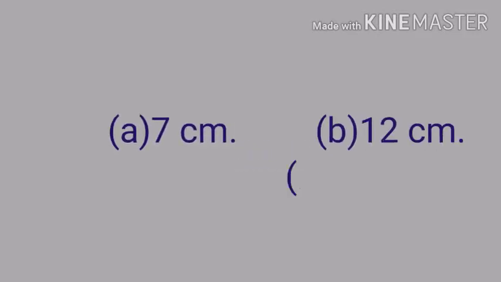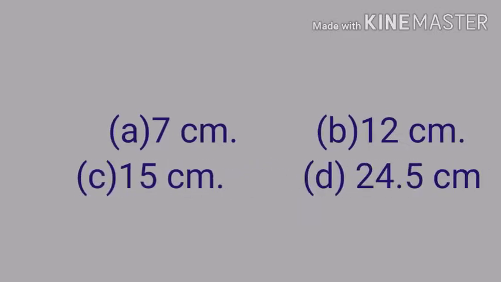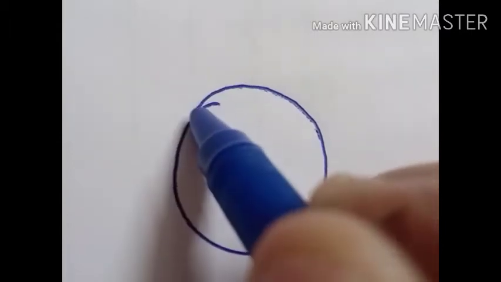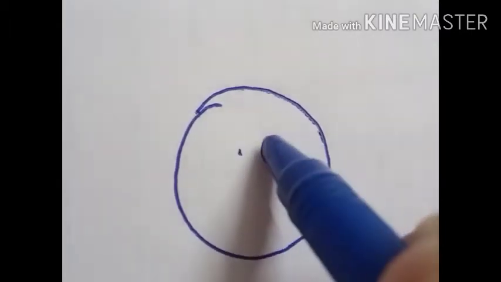In this question, 4 options are given. Option A 7 centimeter. Option B 12 centimeter. Option C 15 centimeter. And option D 24.5 centimeter. So for this question, first we have to draw the figure. So according to the question, we can draw a circle first with center O.